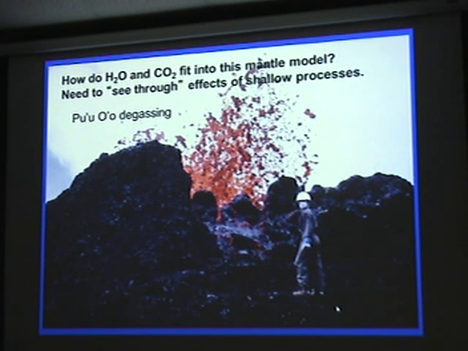The reason why arc volcanoes explode and mid-ocean ridge volcanoes don't explode is twofold. One is the initial concentration of water and CO2. Arc volcanoes sit about 100 kilometers above the subduction zone, and all this water has been added, which has led to the melting, which leads to our arc volcanoes.